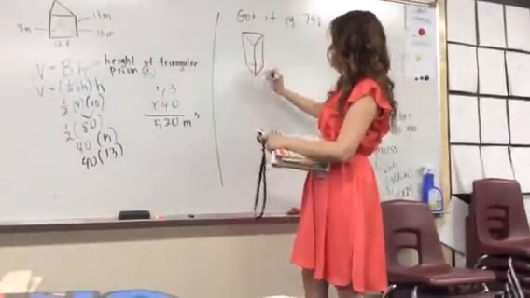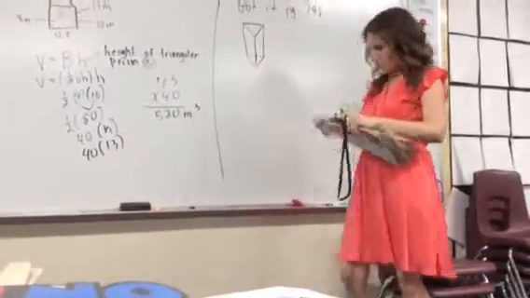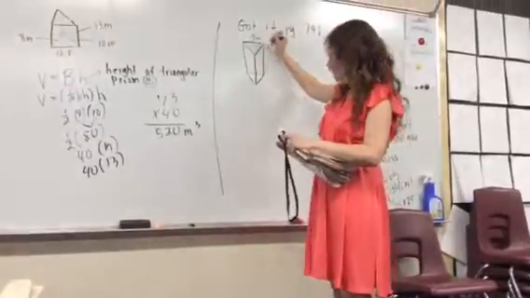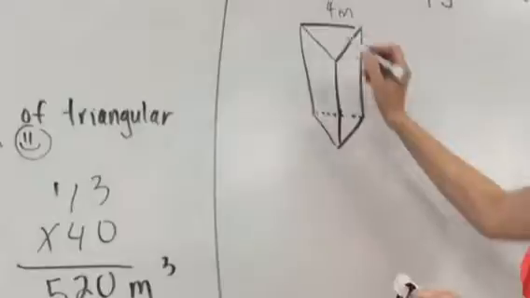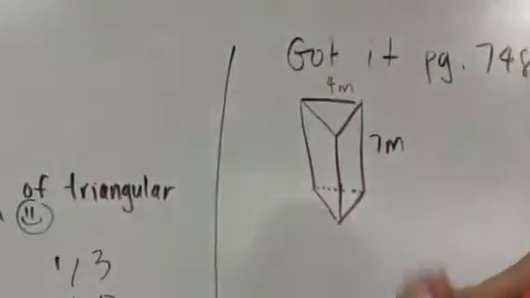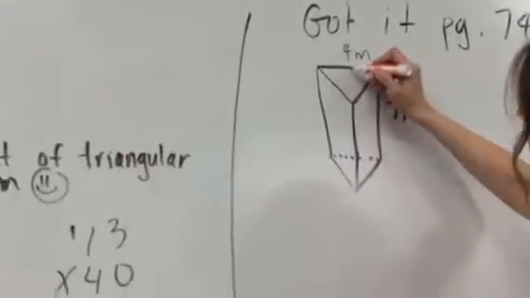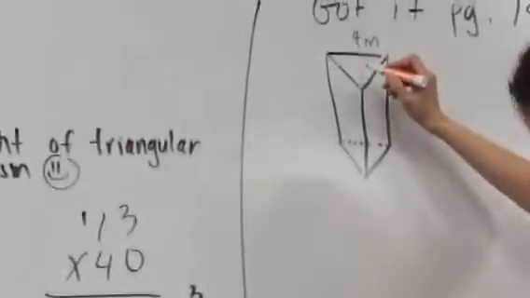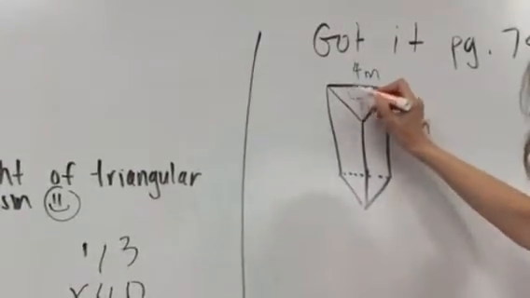All right, so for this one you have 4 meters at the top. I have 7 meters on the side. I also have in here, you'll notice a little line, and you have the little right angle sign right here.